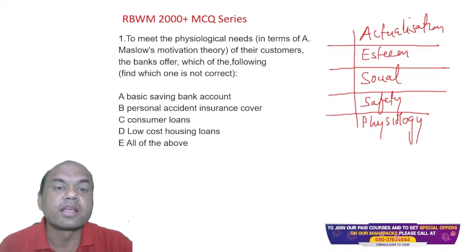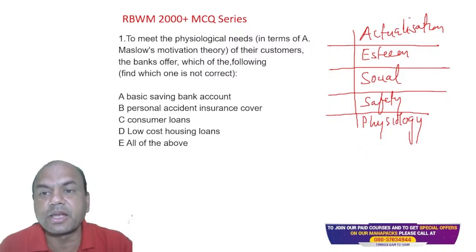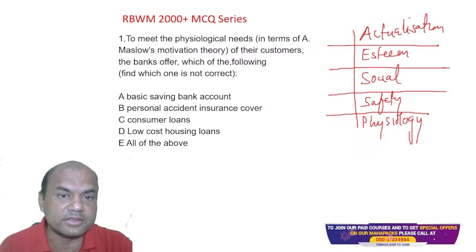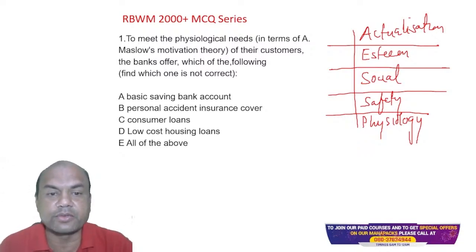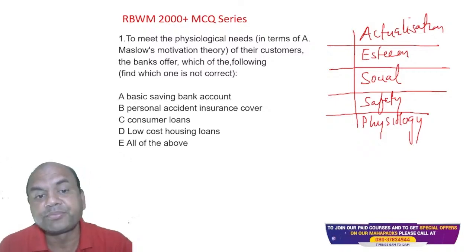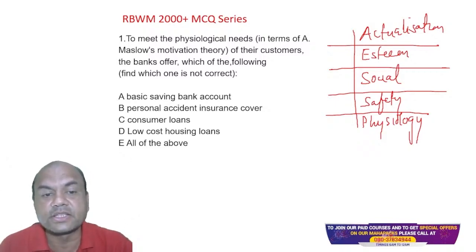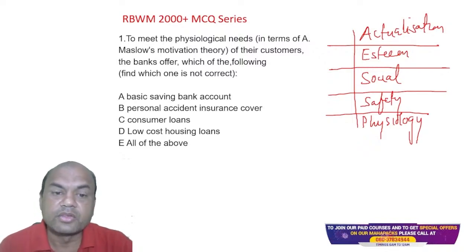So keep this in mind, we are having many questions on this. I won't be repeating it again and again. To meet the physiological needs of the customers, the bank offers which of the following products? BSBA, meaning basic savings bank account, personal accident insurance cover, consumer loans, low-cost housing loans, and all of the above. So which is the one?